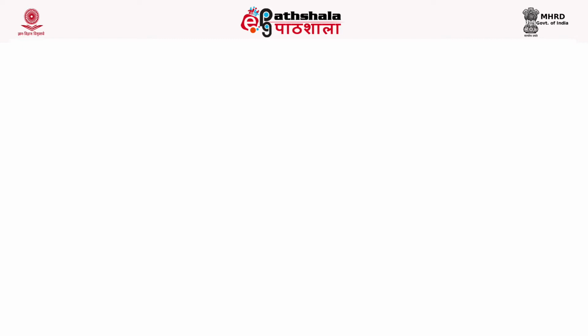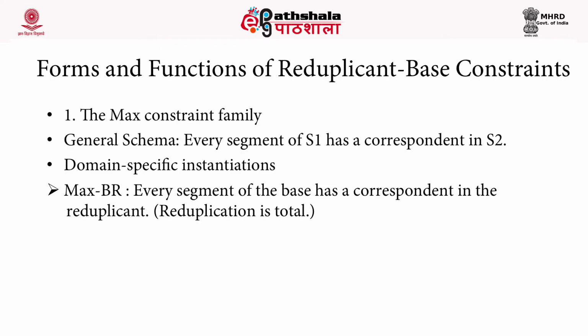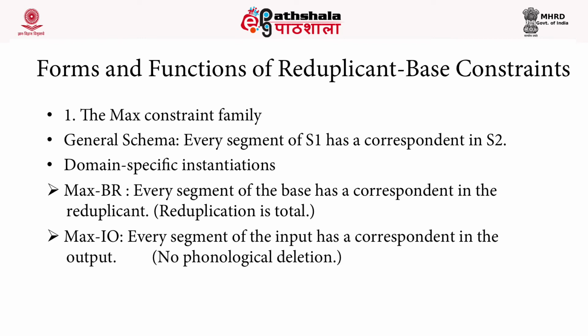Now let us talk about the reduplicant and base constraints and their forms and functions. The first one, the faithfulness constraint, as we all know, is the MAX constraint family. Since we are talking about the input-output as well as the identity between the base and the reduplicant, we will have two constraints here. One is MAX BR, and the second is MAX IO.